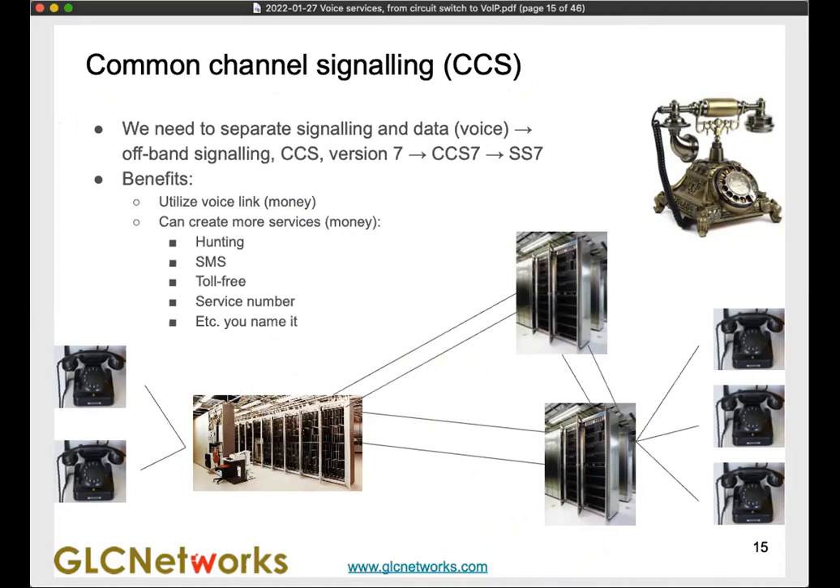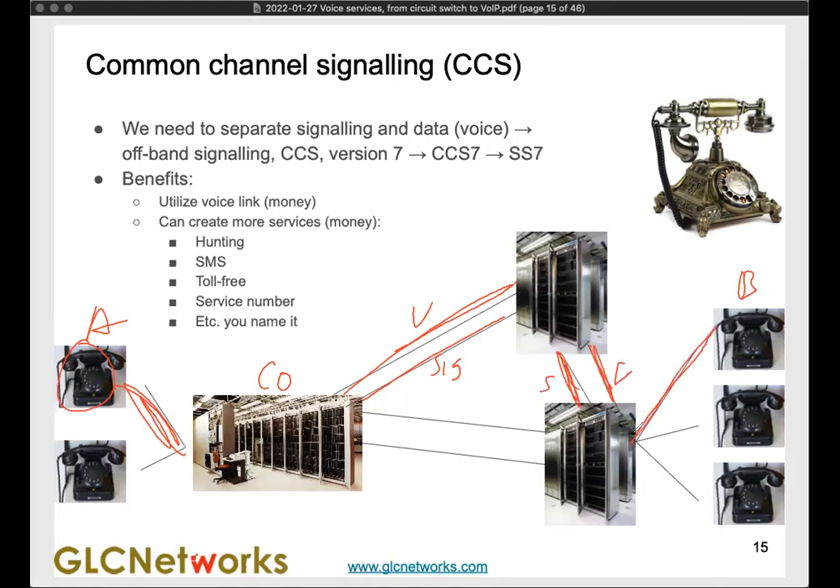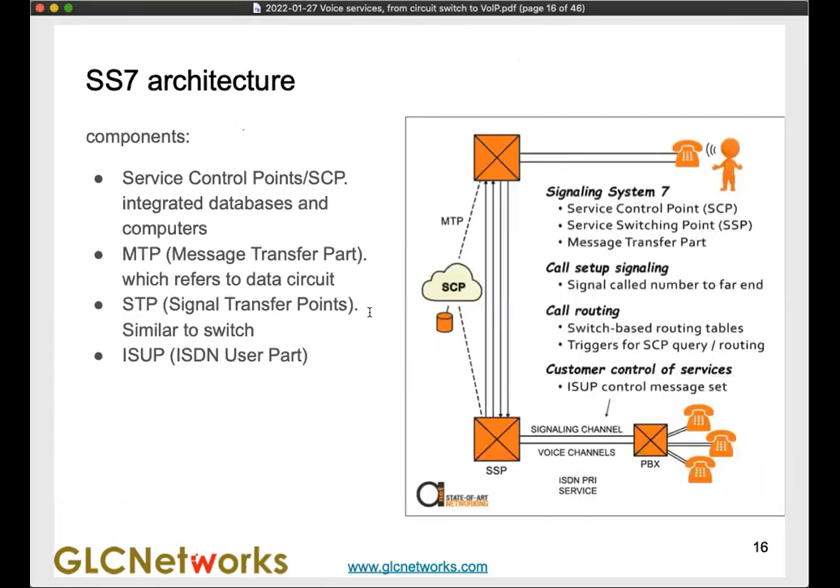So when A calls B over here, this is the call flow. You call to the CO, which will connect to the other CO. This is for voice, this is for signaling, because we have separated links, right? Then there will be another 2 links here, one for voice and one for signaling, and then we can connect to user B over here. That's how the call flow looks like. Any questions? No. Okay, so this is how the SS7 architecture looks like.